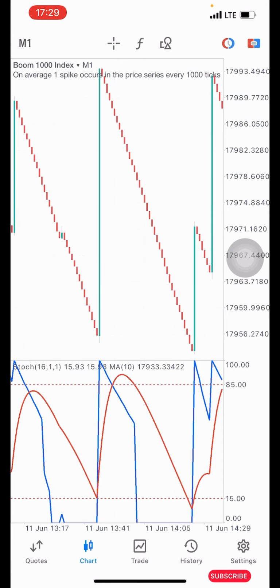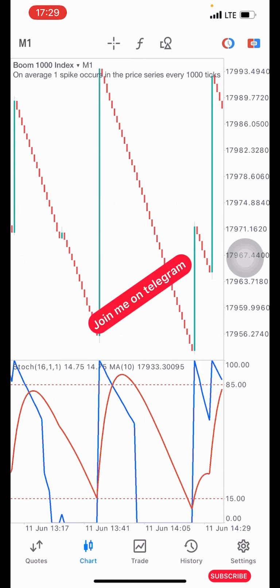In today's video, I'll be sharing with you guys another powerful but simple strategy that you can use to grow your small account on the boom and crash market. Okay, so without wasting much of our time, I'm going to quickly share with you guys the indicator setup. Then after that, I'll be explaining how the strategy works.